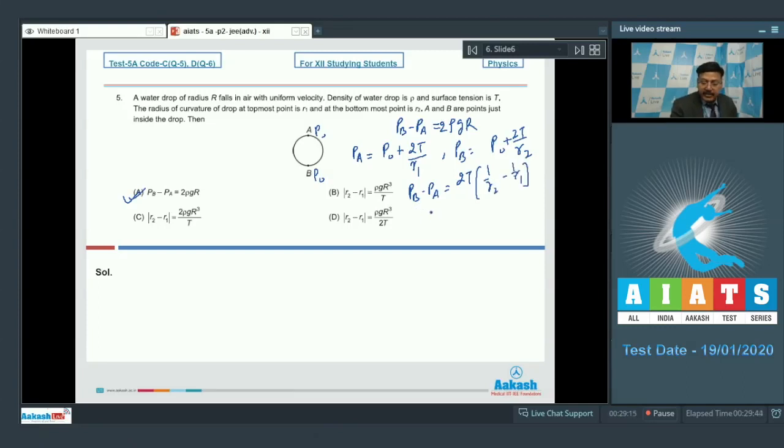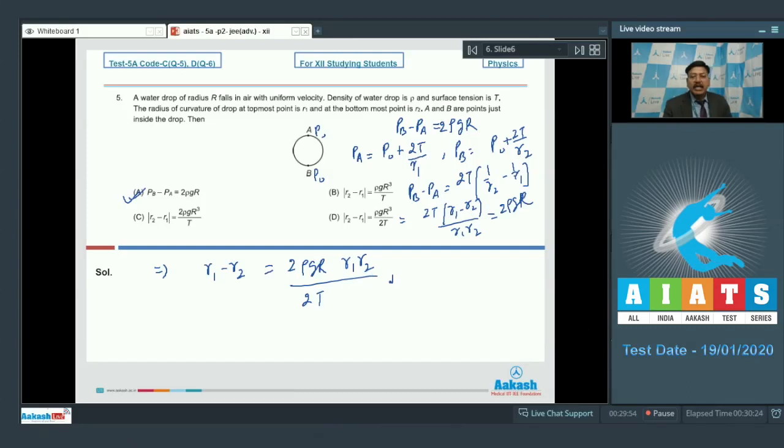Let's simplify it further. This is equal to 2T into R1 minus R2 by R1 R2, and the PB minus PA value we saw is 2 times rho g R. So this gives us that R1 minus R2 is equal to 2 rho g capital R into R1 R2 divided by 2T. Now R1 and R2 we can consider are still very close to R.